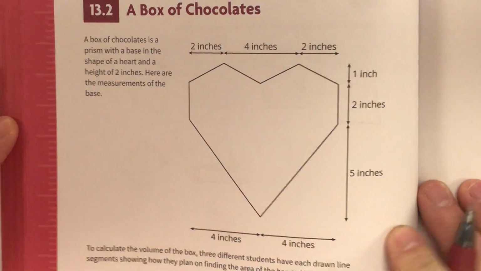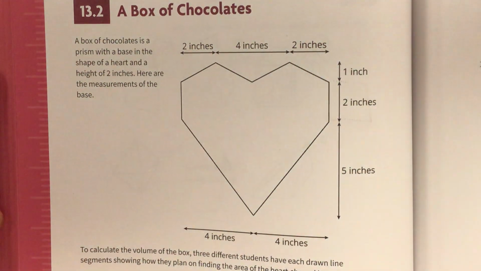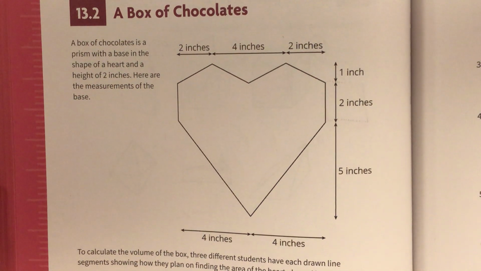All right, Josh, go ahead and read this one. A box of chocolates is a prism with a base in the shape of a heart and the height of 2 inches. Here are the measurements of the base. To calculate the volume of the box, 3 different students have drawn line segments showing how they plan on finding the area of the heart-shaped base.